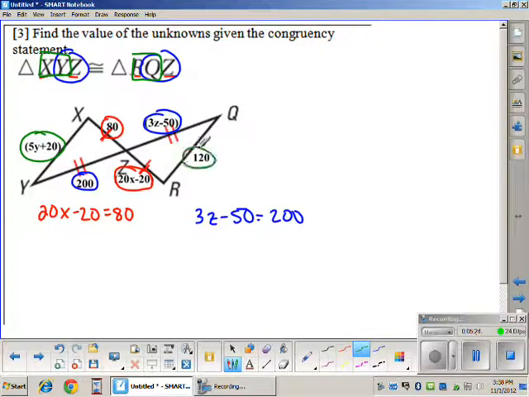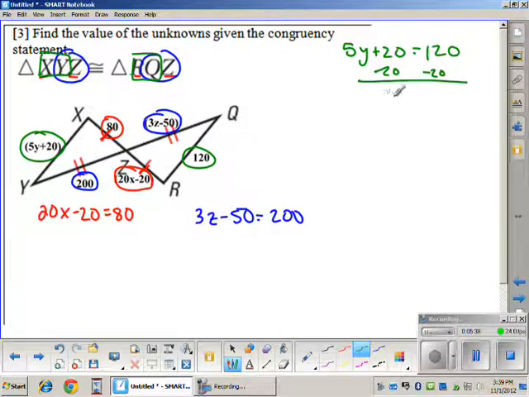So you have 5y plus 20 equals 120. From here, algebra takes over. Here's where we're just going to put in some good skills. Subtract the 20 from both sides. So 5y equals 100. Divide both sides by 5. Y should be, in this case, 20.